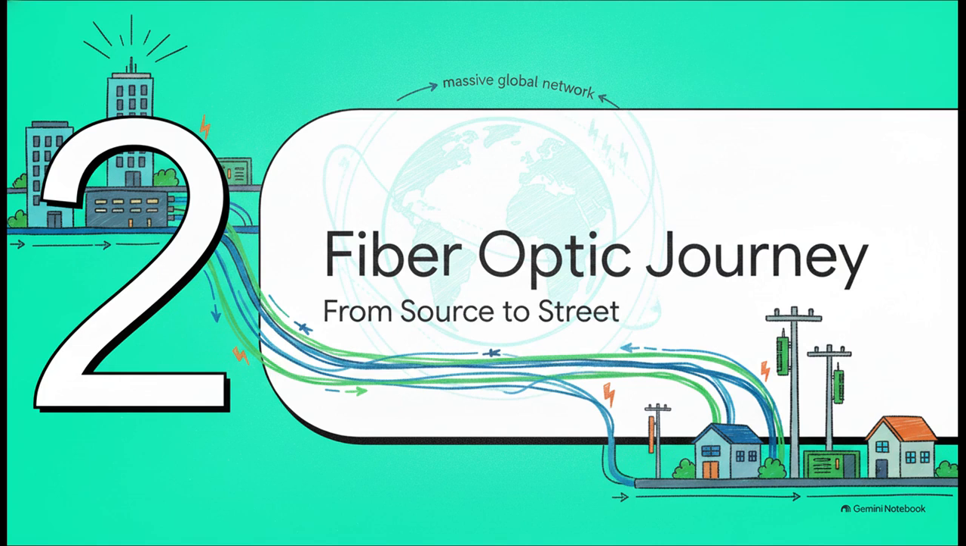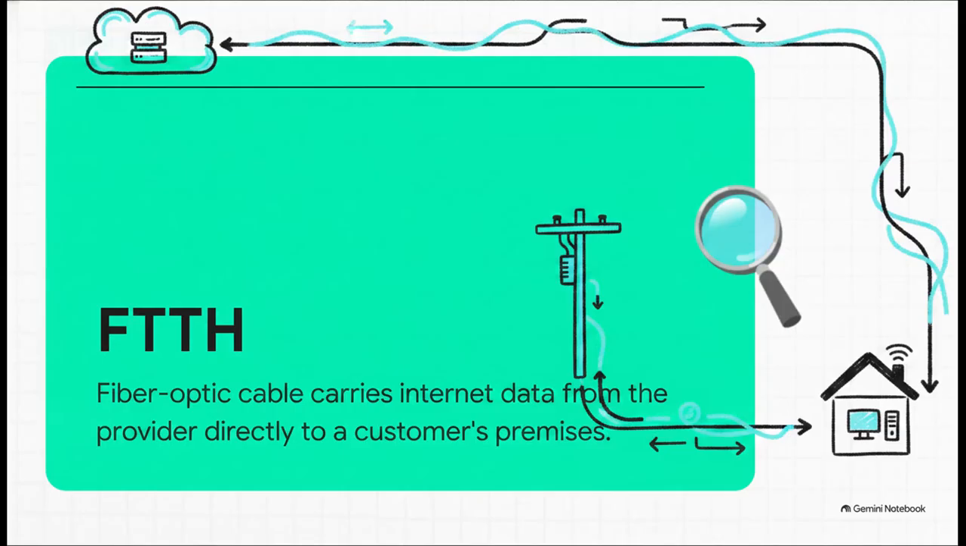Moving right along to Section 2, the fiber optic journey. Let's zoom out a bit. Okay, so a hugely important term to know here is FTTH, which stands for Fiber to the Home. It means exactly what it says on the tin. The physical optical fiber runs all the way from the internet service provider's network directly into your actual living space.